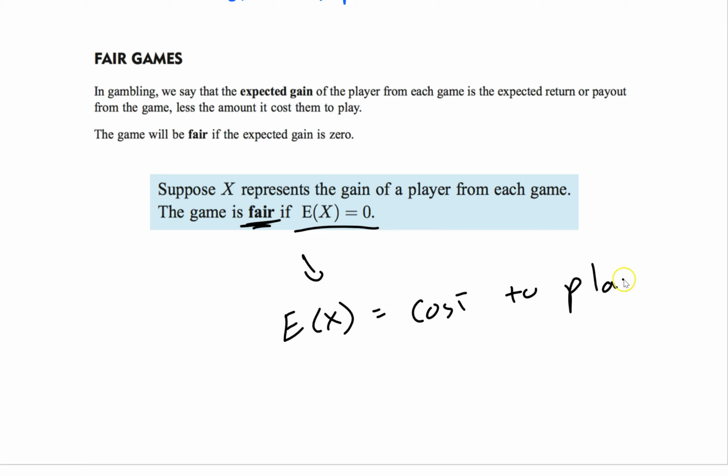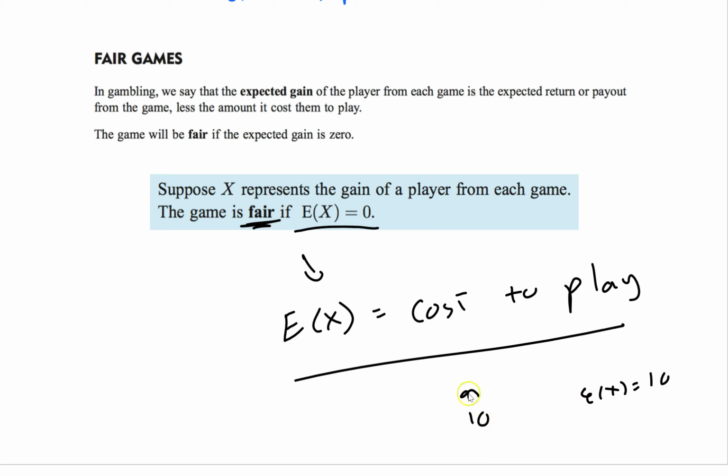That's what a fair game is. On average, you average out to zero. But the general idea: if it costs $10 to play a game, and the expected value is $10, then it's a fair game. If it costs $10 to play a game, but you only expect to win $2, then it's not a fair game. It's the house's advantage.